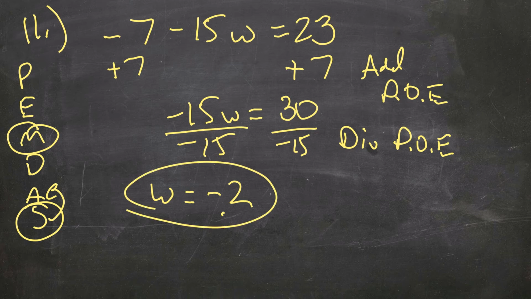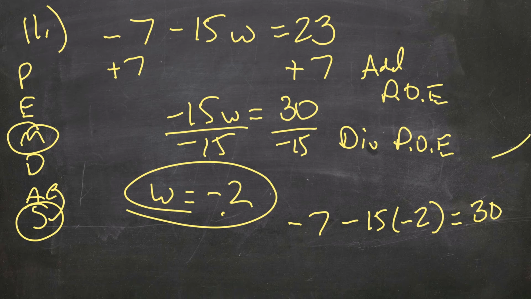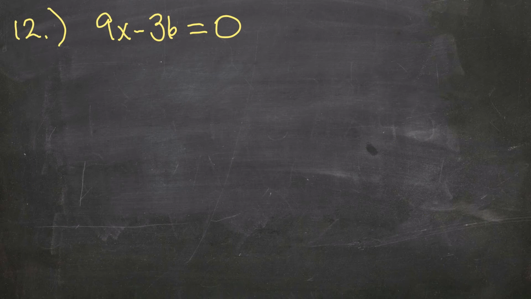Now we just check our work, because that's our answer. Negative 7 minus 15 times negative 2. Does that equal 23? And it does work. Alright? And that's it for 11.